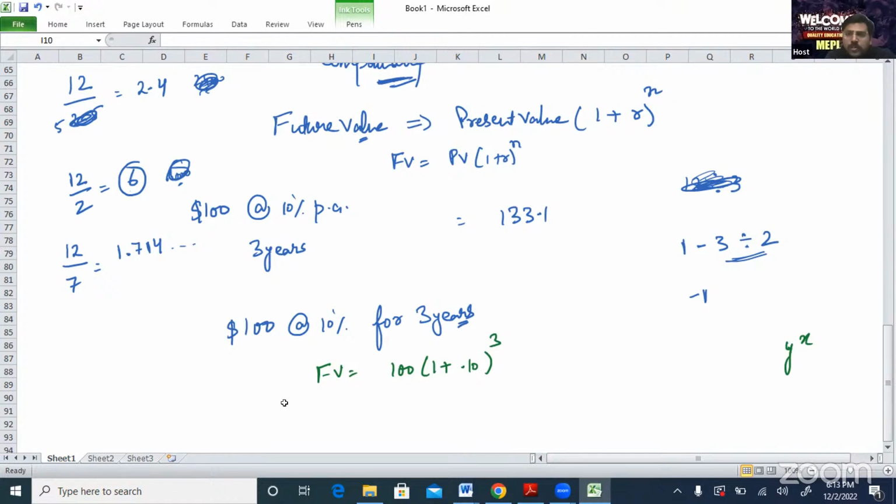On the topmost row there is an option CPT, which is compute. So press compute and then future value. What is coming? 133.1 is coming. So the same answer, whether I solve it manually or using the function keys of the calculator, from everywhere my answer is coming the same, 133.1. That is the concept of future value.